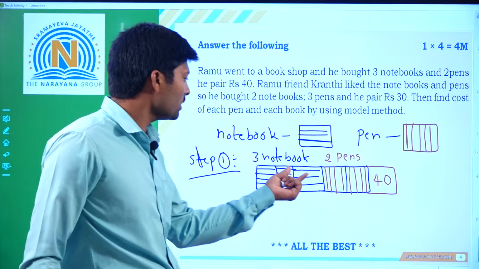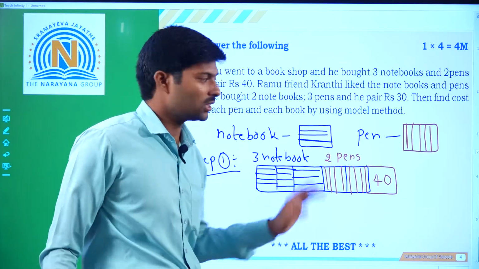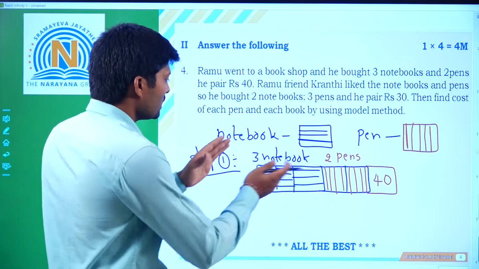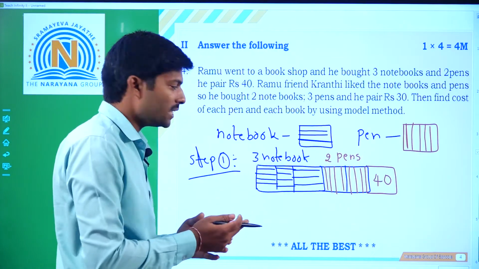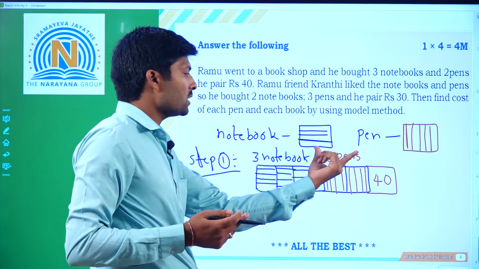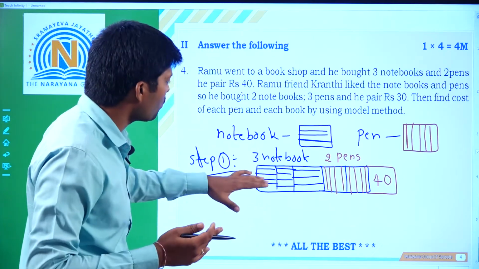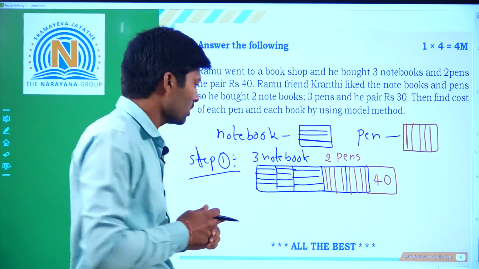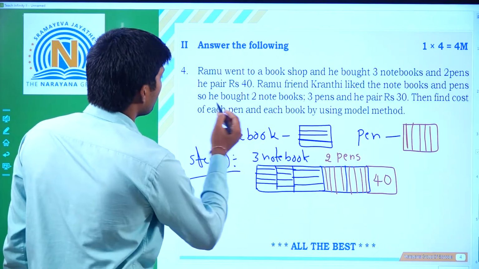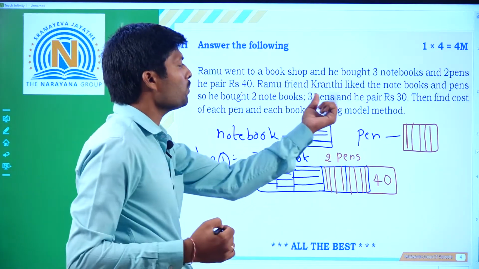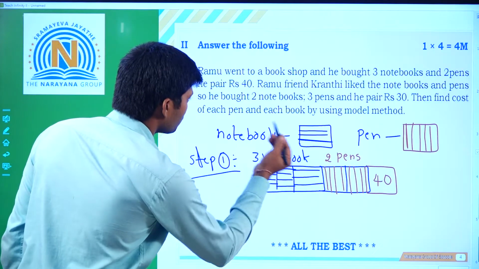So, everything we have to represent as a rectangular box in this model method. This is relevant to the first equation, that is 3 notebooks plus 2 pens is equal to a total of 40 rupees. Likewise, we have to write the second equation also. So, what is the second equation? The second equation is 2 notebooks and 3 pens.